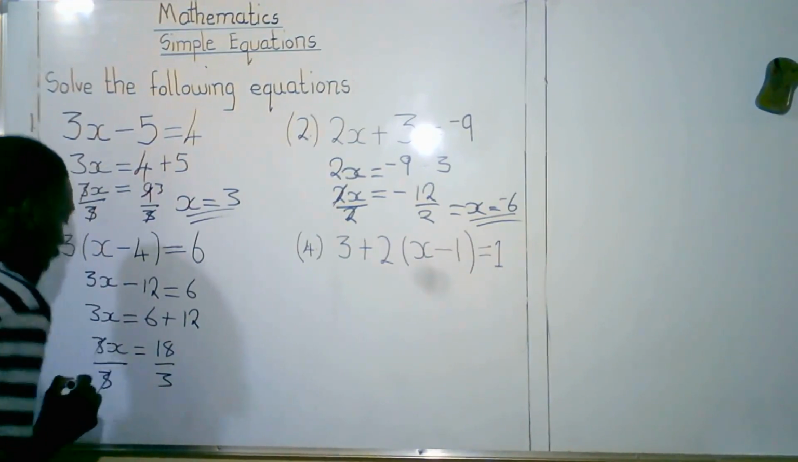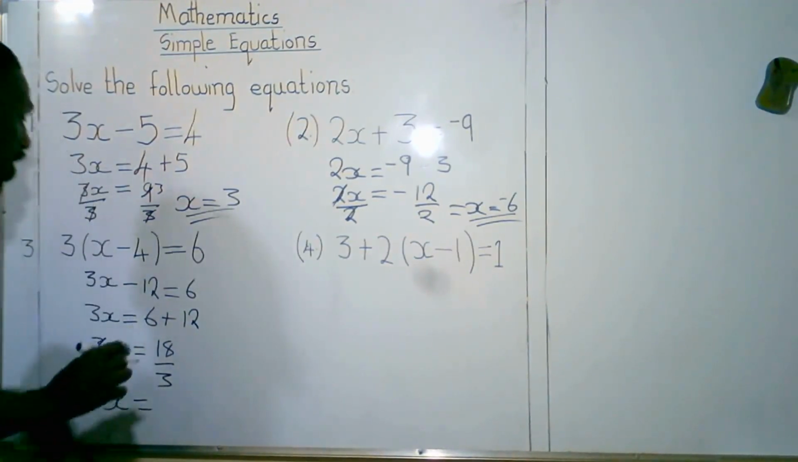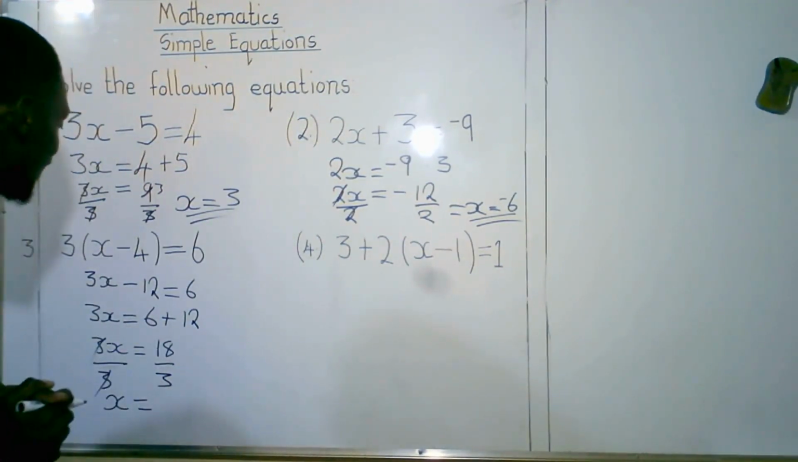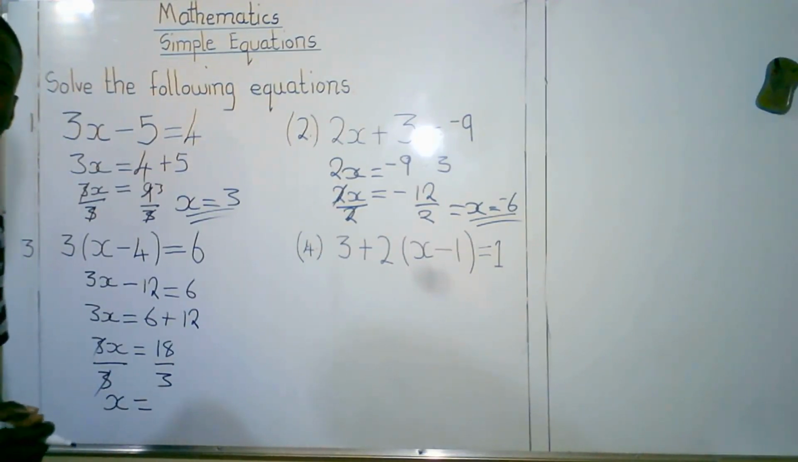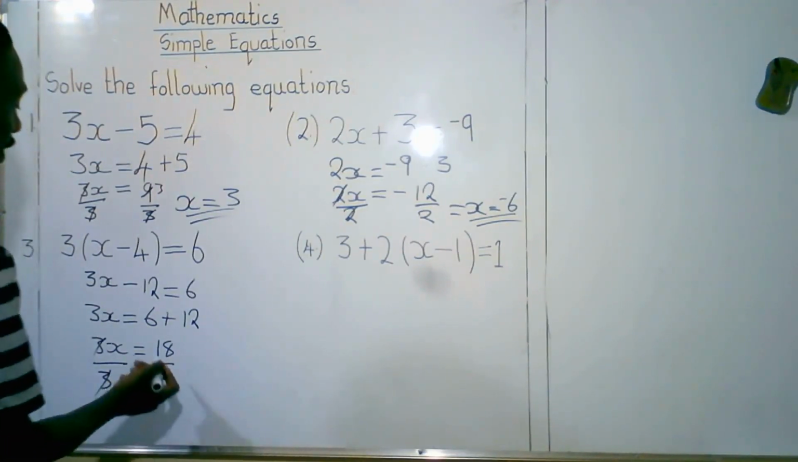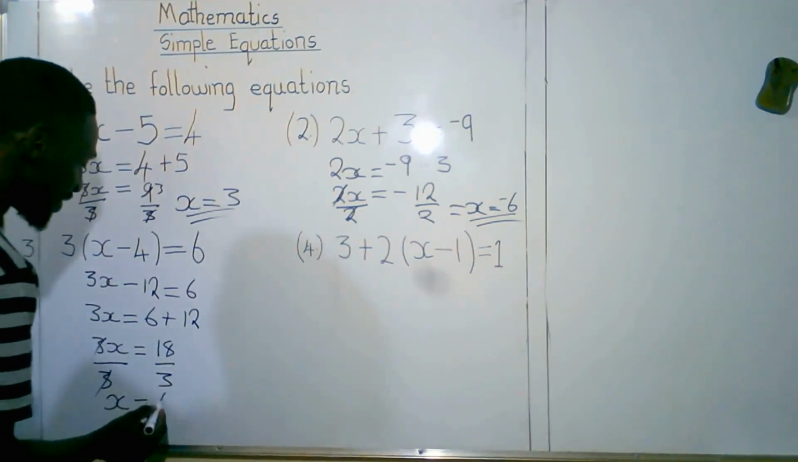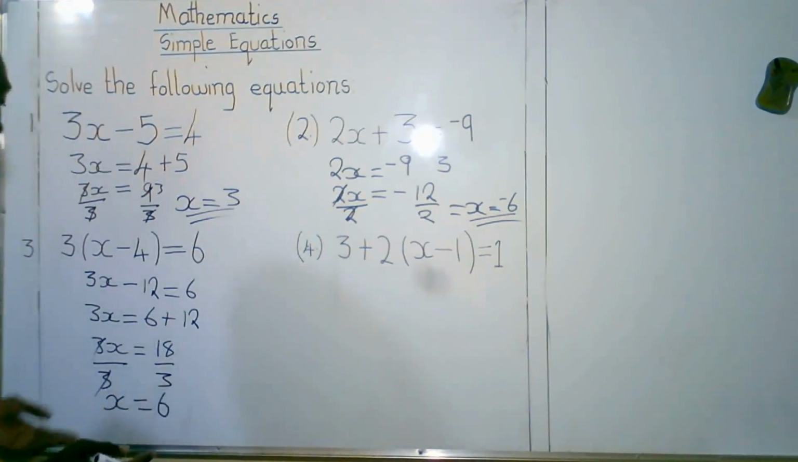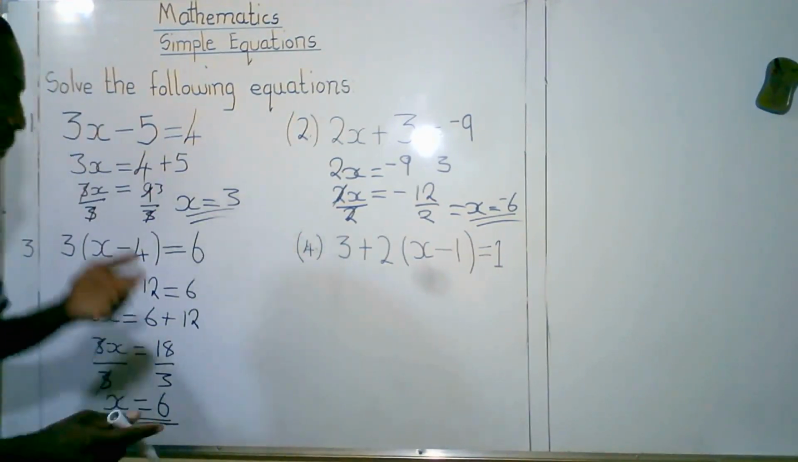3 into 3, they cancel themselves. What do we remain with? x is equal to 3 into 18. How many times do 3 go into 18? We're saying that 3 goes into 18 how many times? 6 times. That's our final and correct answer. That was the value of x.